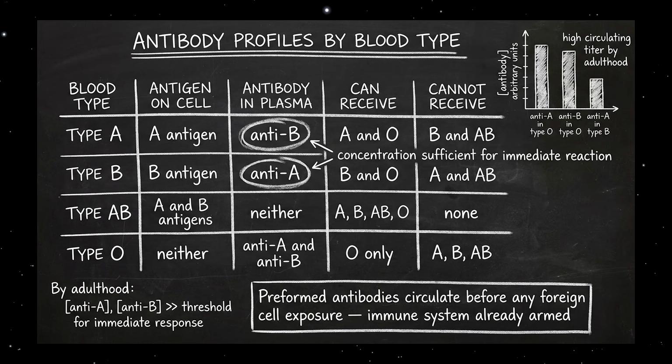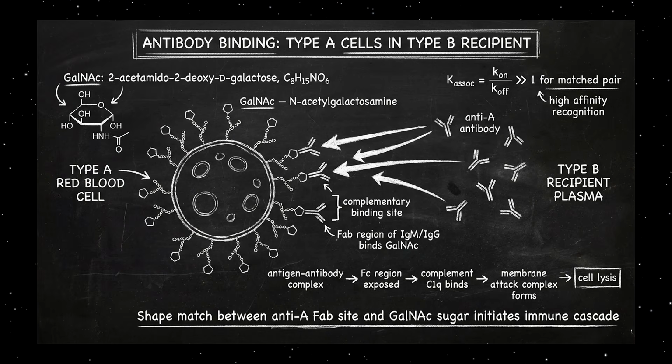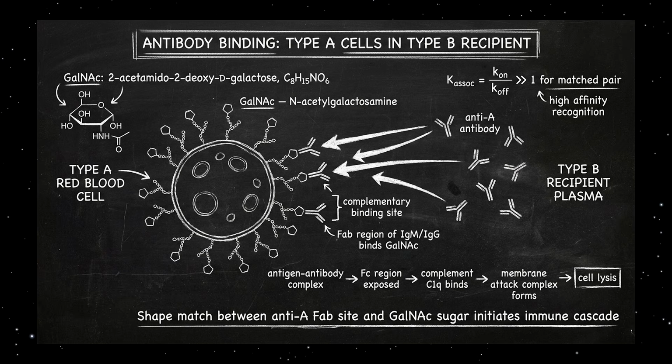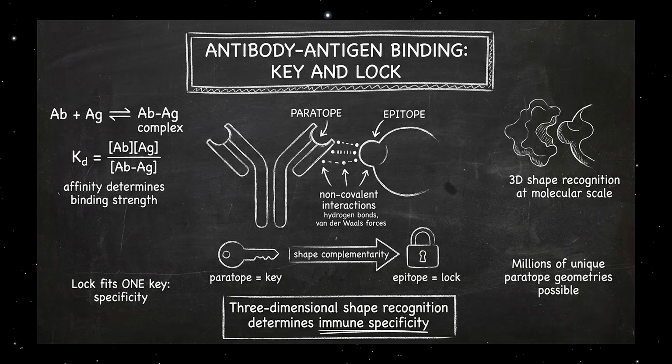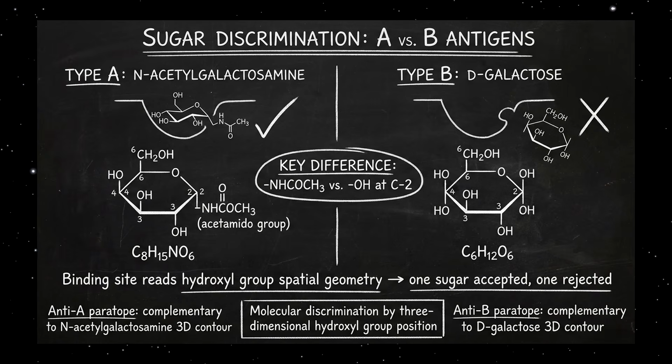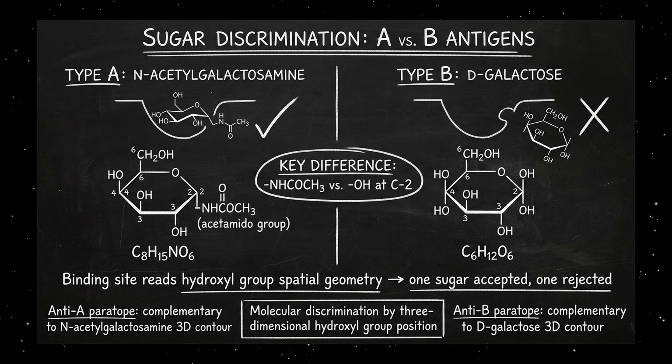Type A recipients carry anti-B antibodies. Type B recipients carry anti-A antibodies. Type O recipients carry both anti-A and anti-B. When A cells enter a type B recipient, the anti-A antibodies bind the N-acetylgalactosamine sugar on the A cell surface. The antibody paratope fits the antigen epitope the way a key fits a lock, a three-dimensional shape recognition at the molecular level. The antibody distinguishes N-acetylgalactosamine on A cells from D-galactose on B cells despite both being similar sugars, because the three-dimensional contours of their hydroxyl group positions differ enough for the binding site to tell them apart.